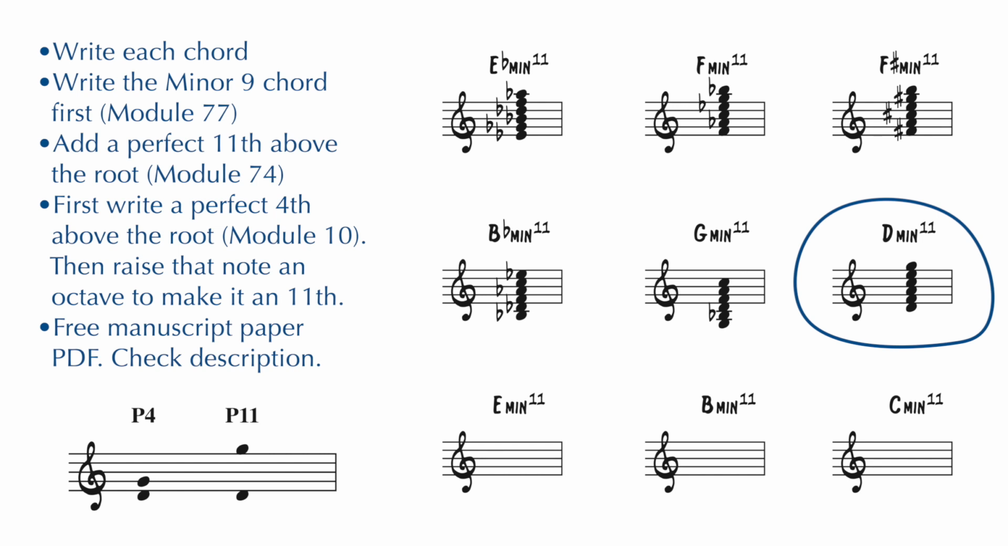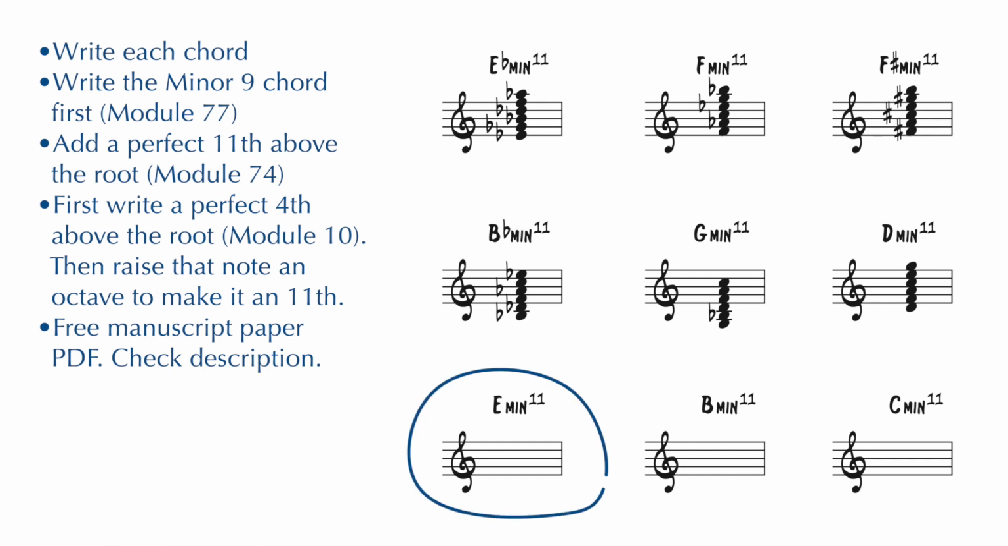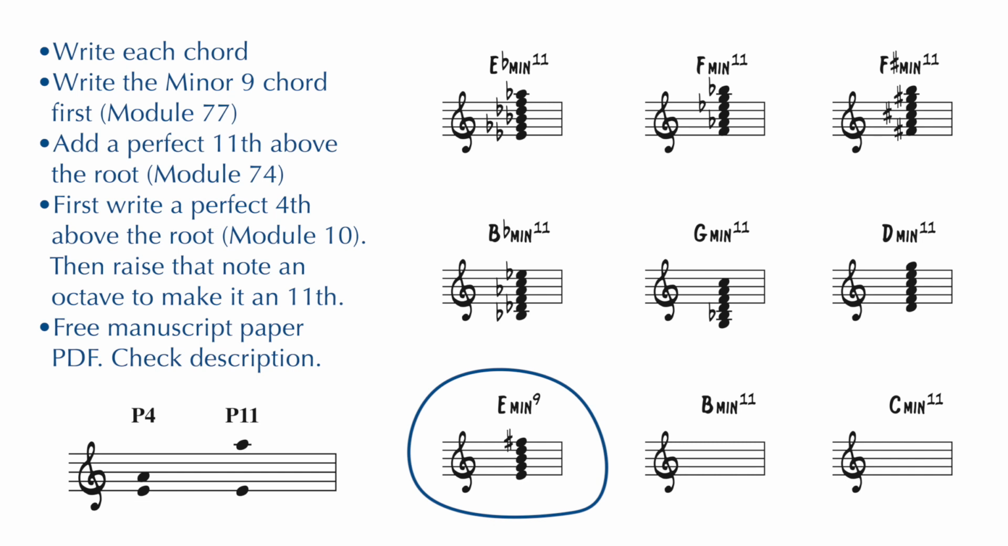D minor 11. Number 7, E minor 11. First write an E minor 9 chord. That'll be E, G, B, D, and F sharp. Next we need to add that perfect 11th. First write a perfect 4th above the root. The root is E. Perfect 4th above that is A. Take that note, raise it an octave, and there's our perfect 11th. And now we have E, G, B, D, F sharp, and A. E minor 11.